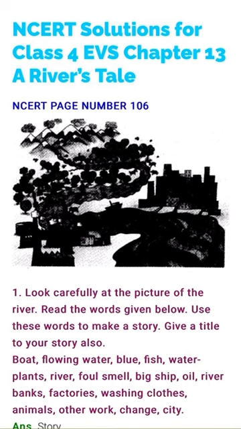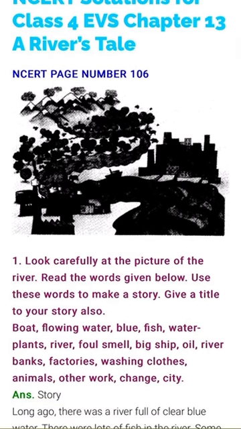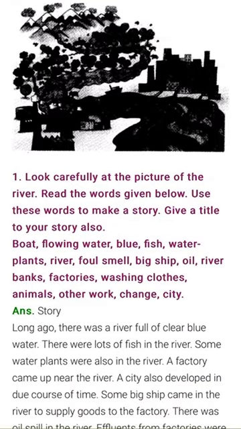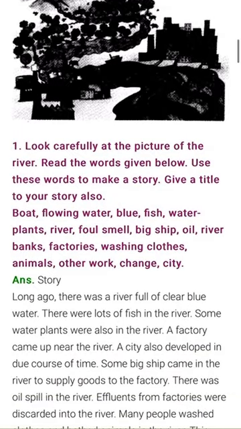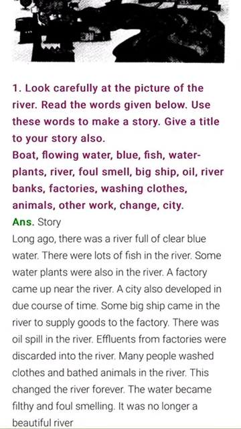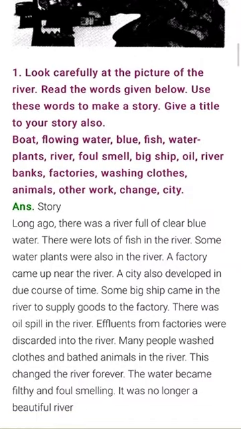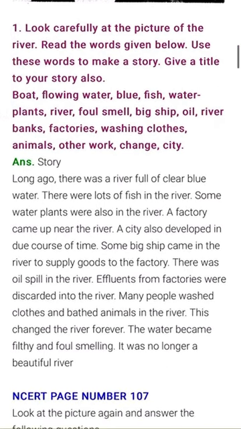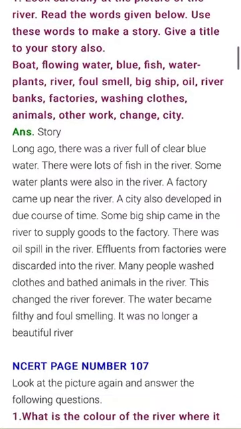Look carefully at the picture of the river. Read the words given below. Use these words to make a story. Give a title to your story also. Boat, flowing water, blue, fish, water plants, river, foul smell, big ship, oil, riverbanks, factories, washing clothes, animals, other work, change, city.